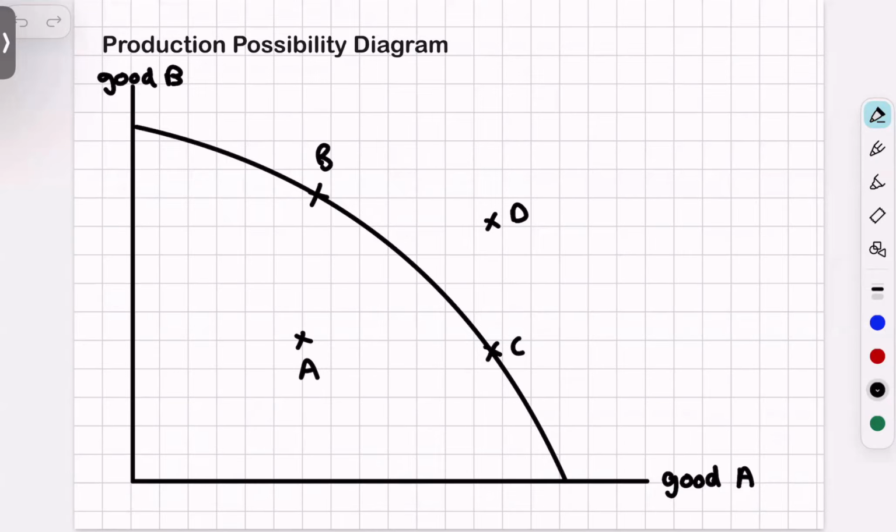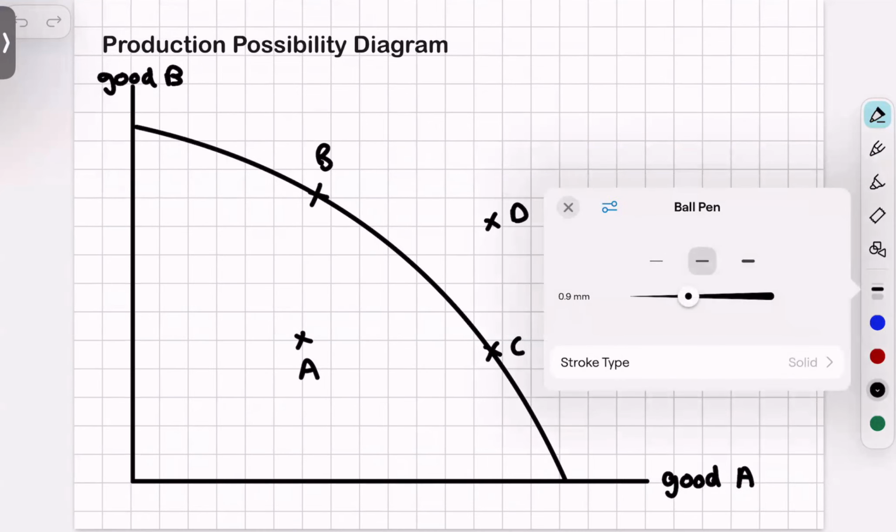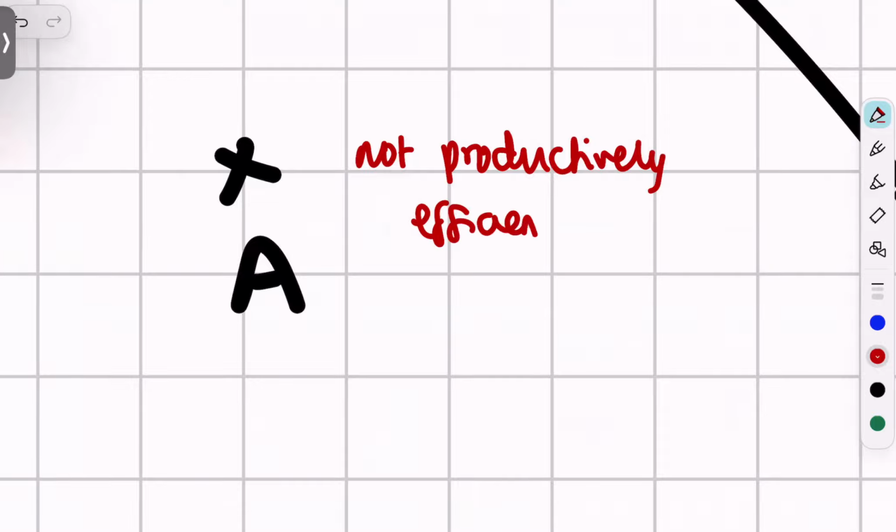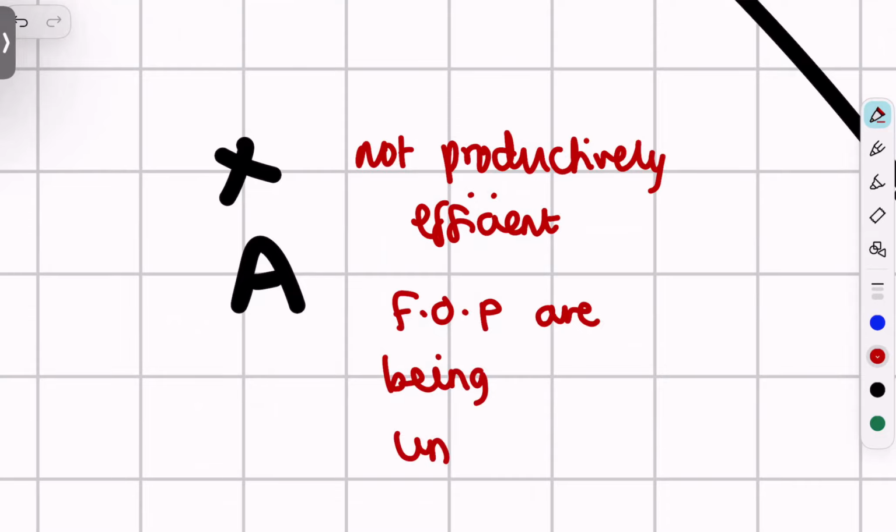They're not productively efficient. Good. Why are they not productively efficient there? Because they're not working on the PPF curve, so they're not utilizing their resources to their full potential. Good. At point A, you're not productively efficient. It basically is because factors of production are being underemployed or underused or underutilized.